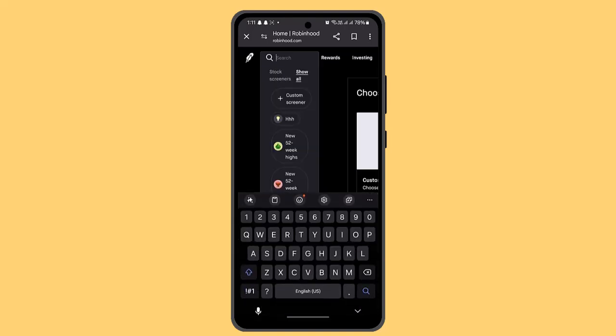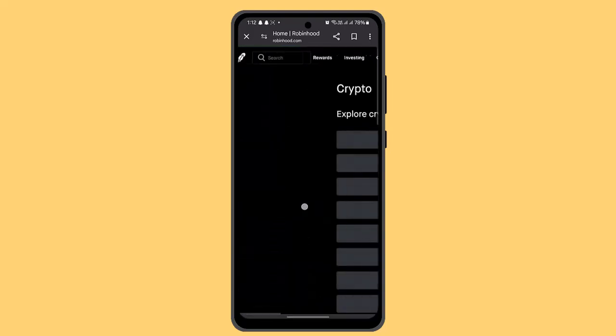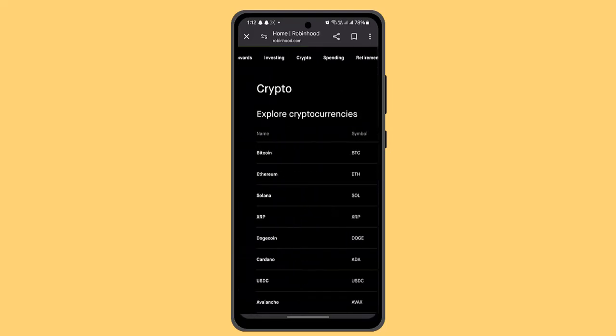So that means here. You could go ahead and tap on the cryptos, and you could find a list of cryptos that's available in Robinhood. Next thing, you could select buy or sell and then choose the order type. So I'm gonna go with Bitcoin.